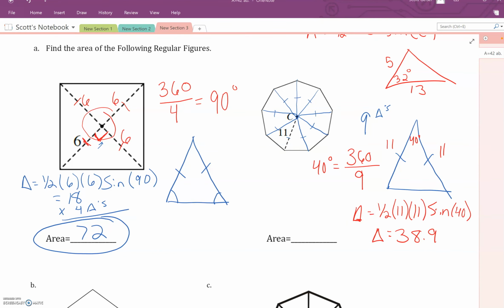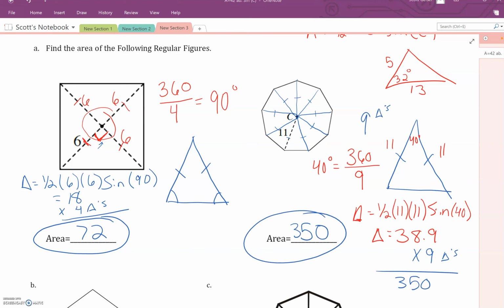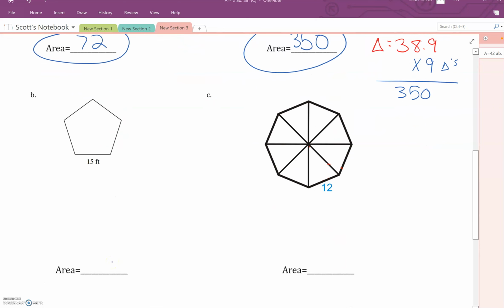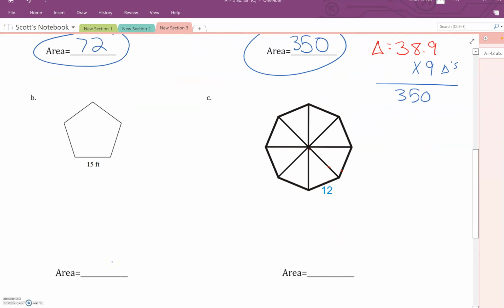Okay, I use the two sides, they're both 11, the 40 in the middle, sine 40, that gives you one triangle. So then how would I find the total for the polygon that has 9 sides? Since there are 9 of those triangles, I would multiply my 38.9 times 9. All right. For this next one, we're going to go ahead and make our triangles. We're going to have to create them from the center.